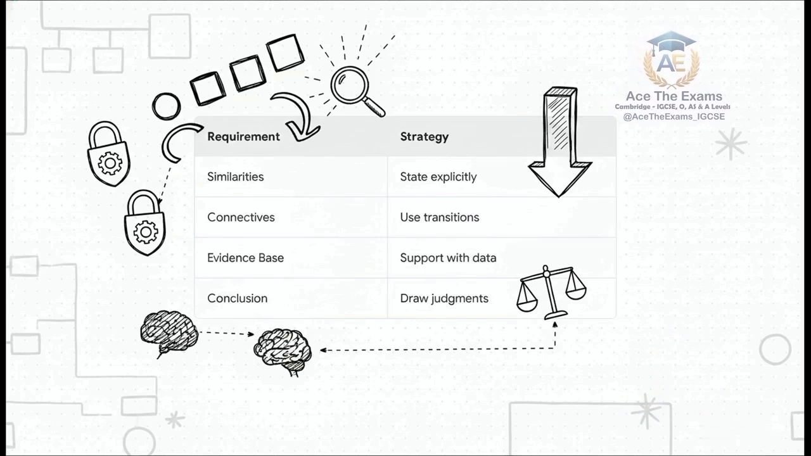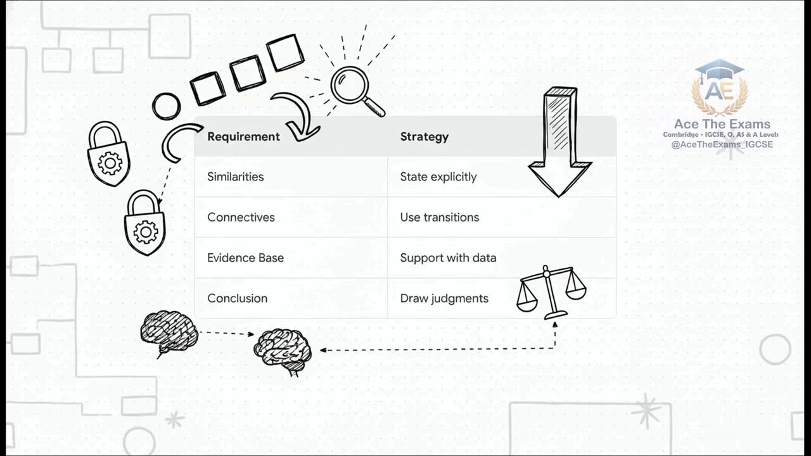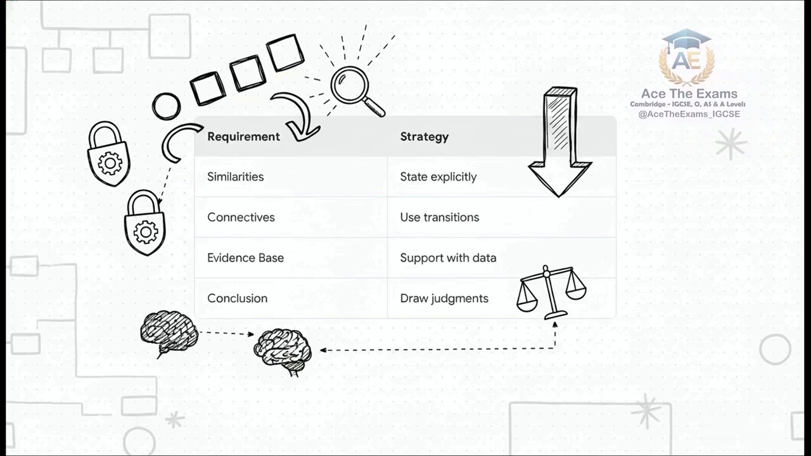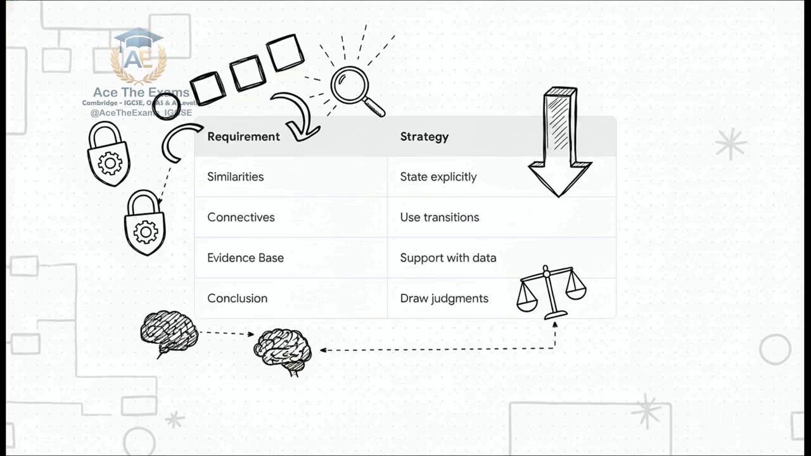Furthermore, every single comparison must be supported by an evidence base drawn directly from the scenario. And finally, the conclusion. Higher-order objectives demand that you draw justified judgments on the relative importance of your findings. So, Challenge 2. Find the flaw in your own previous answers. Were you actually comparing or just describing 2 things independently? The examiner commentary is always brutal on this point. If you don't use connectives, you don't get the critical analysis marks.